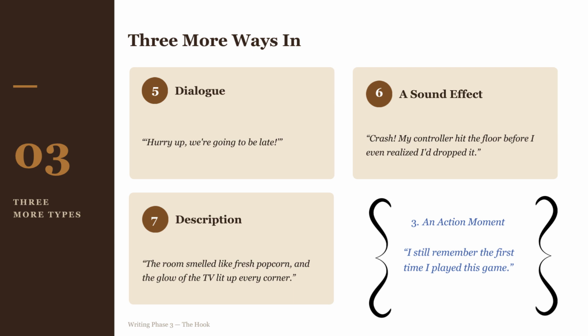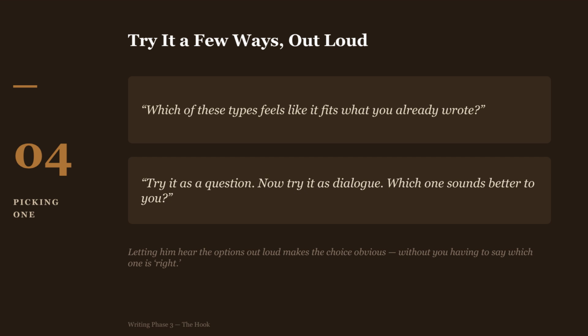Once he's got a strong beginning idea from his organizer, turning it into one of these hook types is usually pretty quick. Here's how I do this with a student. I take whatever's already sitting in his beginning box from the organizer and I ask, which of these types feels like it fits what you already wrote? If his beginning idea was more of a moment, like remembering the first time he played a game, that naturally leans toward the action moment, dialogue, or a sound effect. If his idea was more about explaining something, like why his room is his favorite place, a question, a bold statement, or a description usually fits better.